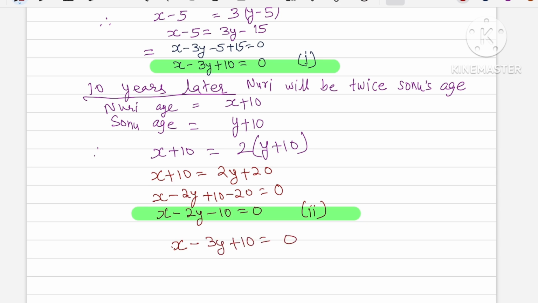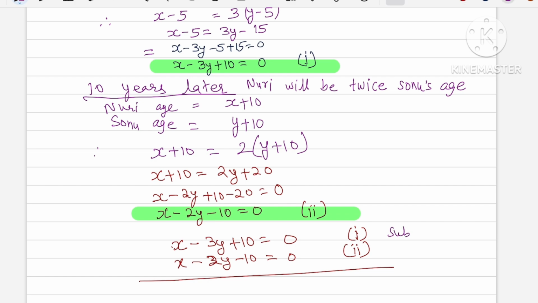So X minus 3Y plus 10 is equal to 0, that is the first equation. X minus 2Y minus 10 is equal to 0, this is the second equation. In both these equations, we can solve them using elimination method. For elimination, we have to subtract equation 2 from 1, so that X and X would get eliminated. If we are subtracting, the signs would change.